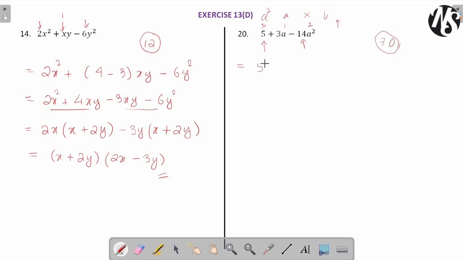So we have 5 here, so we will break this 3 into two numbers, right? So you have a minus 14a square. Okay, now divide the 17 into two numbers. There's a minus sign here, so we will write minus. We have to break this number into two numbers such that the difference of the two numbers is going to be 3, and when you multiply those two numbers you will get 70.